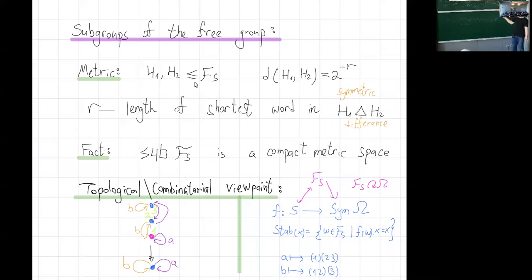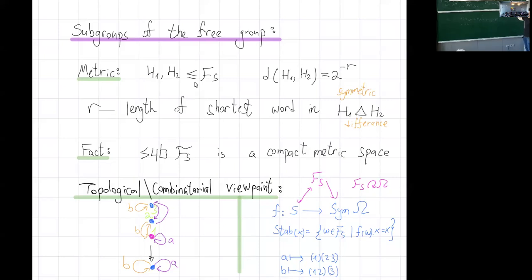And that always happens. Whenever you have this action, you have this graph. This is usually called the Schreier graph of this action. So you can always recover a covering space using the Schreier graph. And this is good for us. Now, you should ask, is this omega finite or infinite?